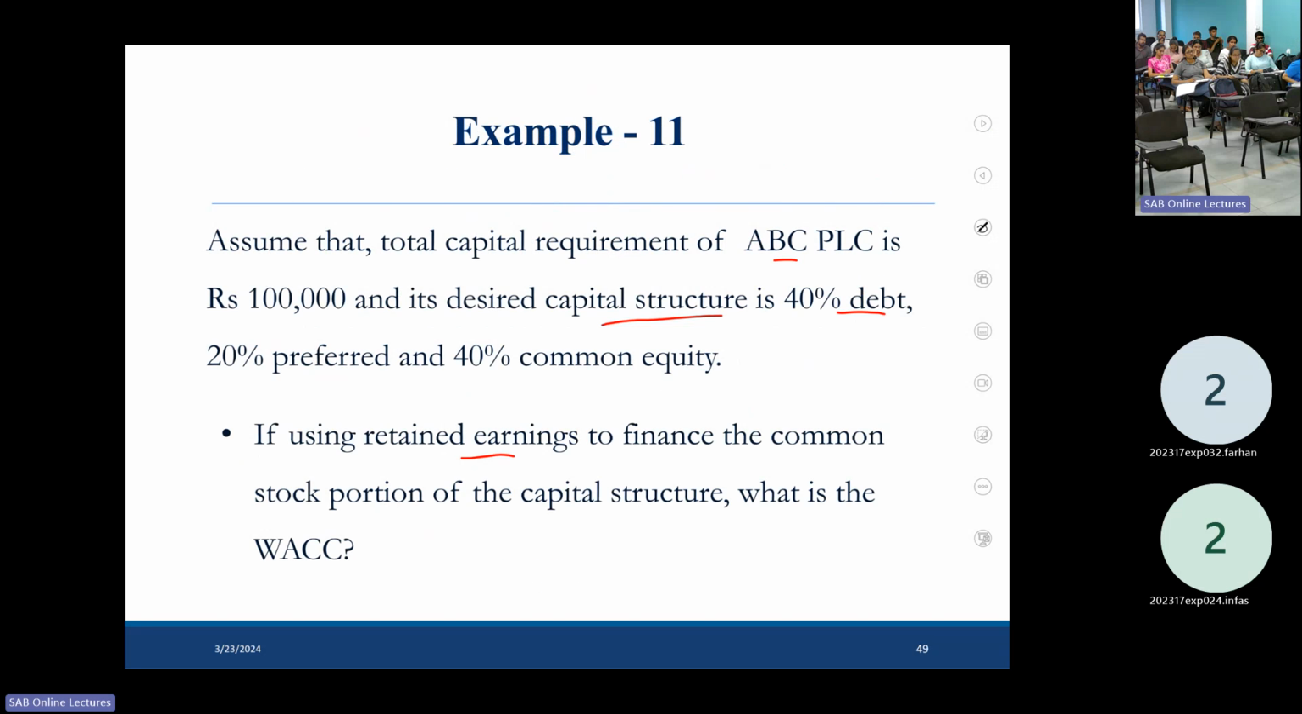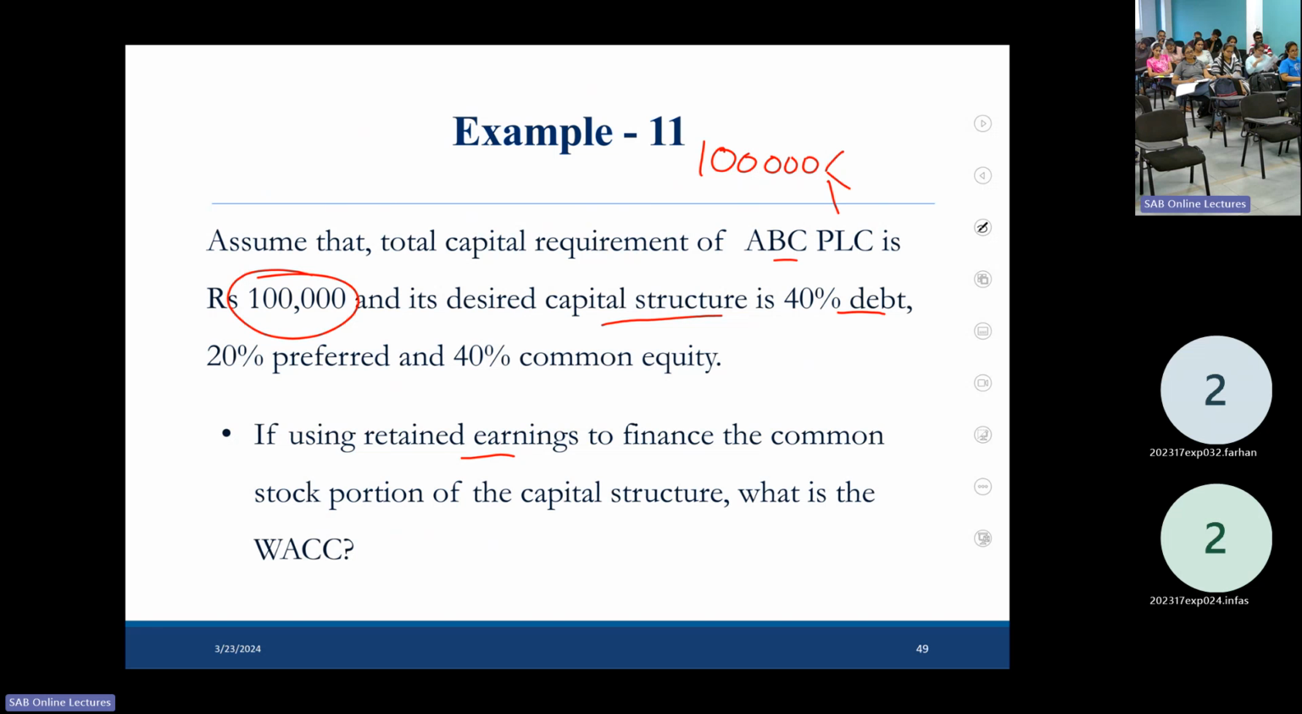The total capital requirement is 100,000. Right? So how do they finance this 100,000?